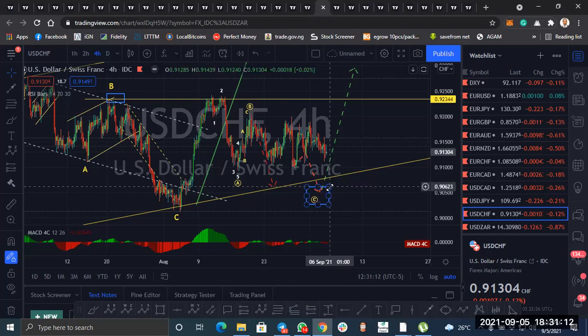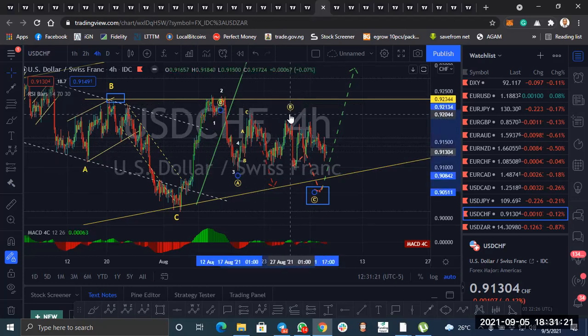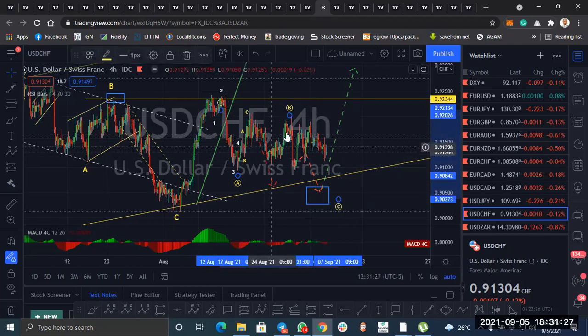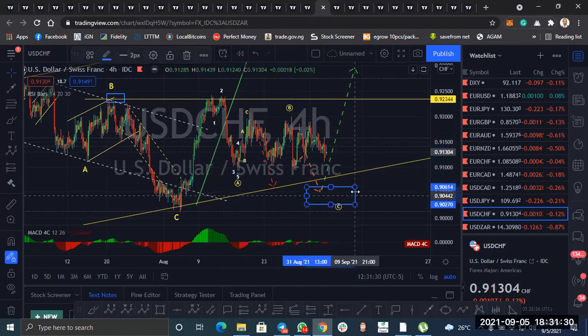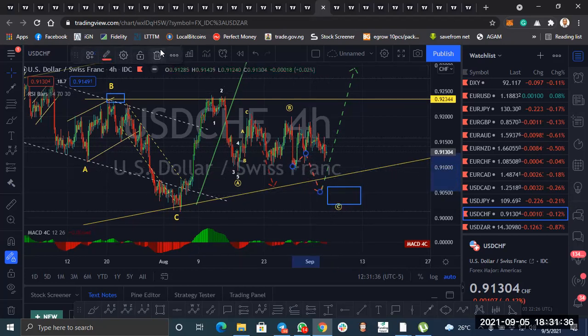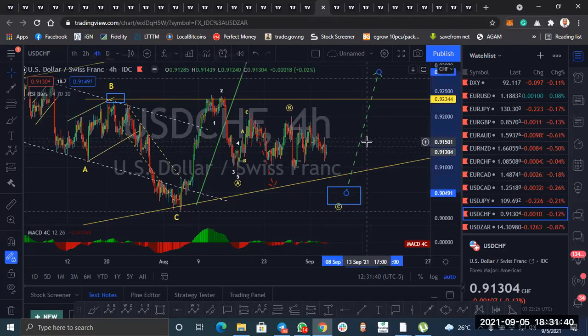Selling below this very low. That is an ABC. Let me shift the B. The B is now here. Then the C, I don't know how deep it will be, but I'm looking for a zigzag. Once it closes below the end of wave A, then we look for buy. So that is USD ZAR.